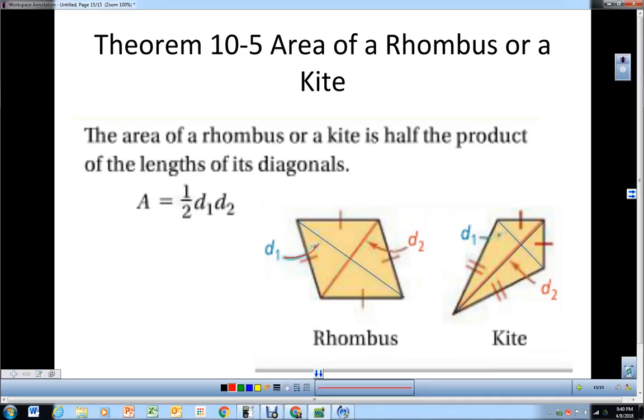This right here is referring to diagonal 1. This is referring to the length of diagonal 2. Now, this is referring to the entire length of the diagonal. This is diagonal 2 right here. This is diagonal 1, the one in blue. This is diagonal 2 here in a kite. And therefore, our equation is 1/2 diagonal 1 times diagonal 2.